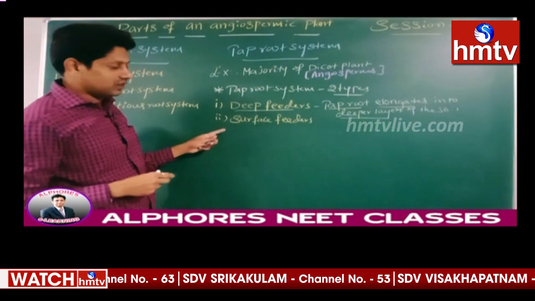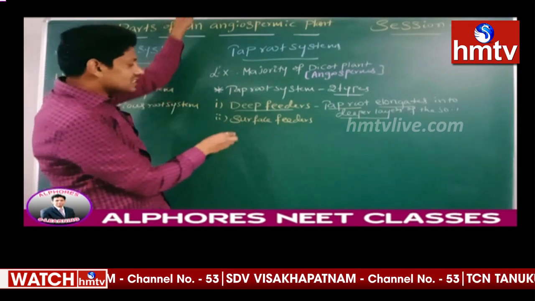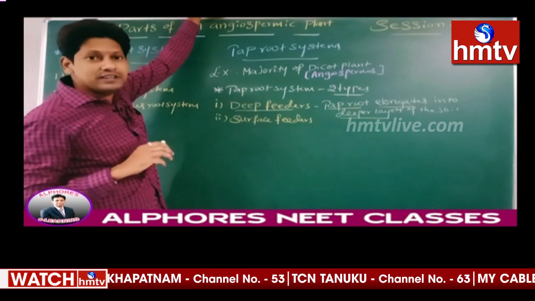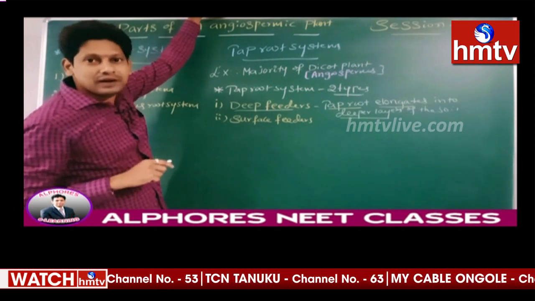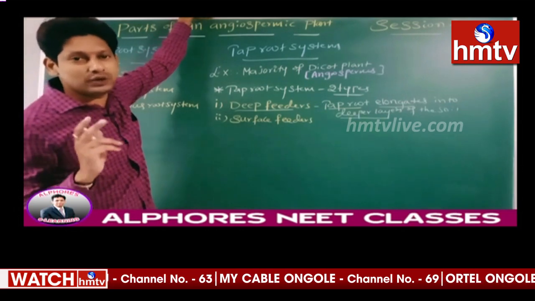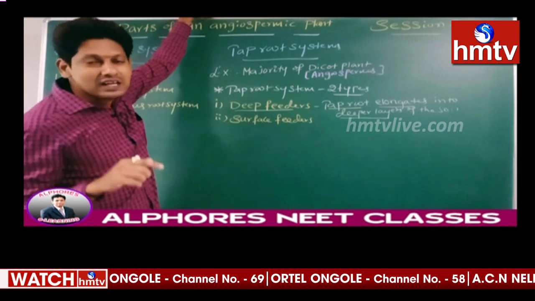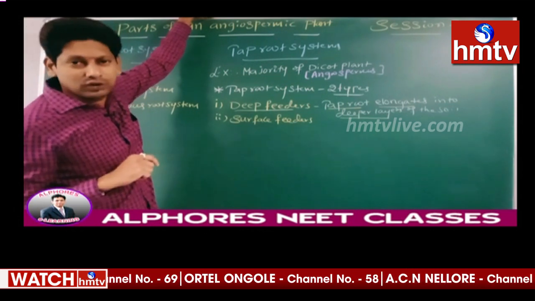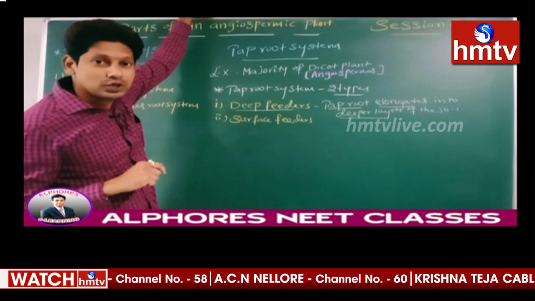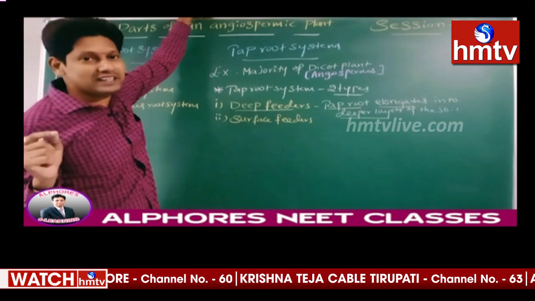Now go for the second one, surface feeders. The name itself indicates that here the taproot is not elongated much. What are the branches of taproots called? Secondary roots. These secondary roots grow horizontally near the soil surface. Which roots? Secondary roots. What about the taproot? Taproot is not elongated much.